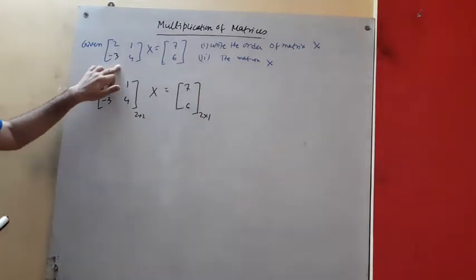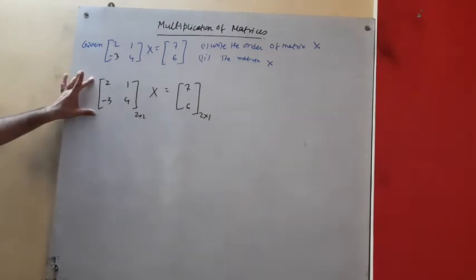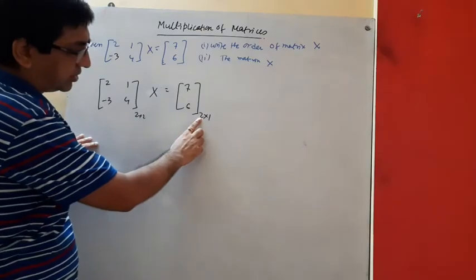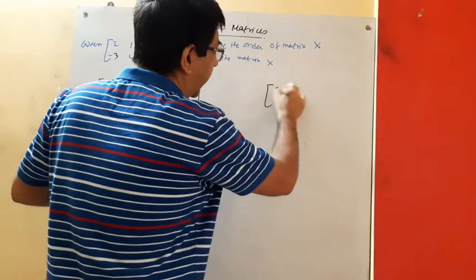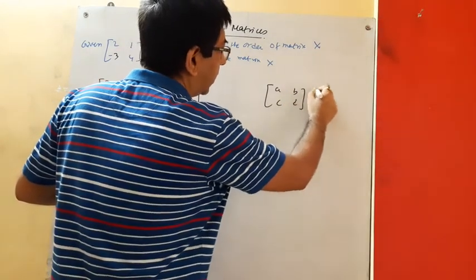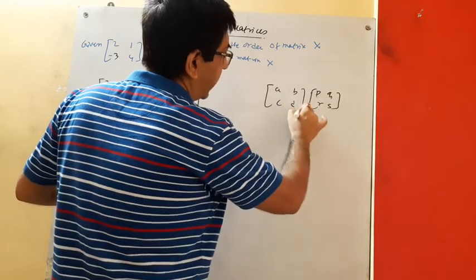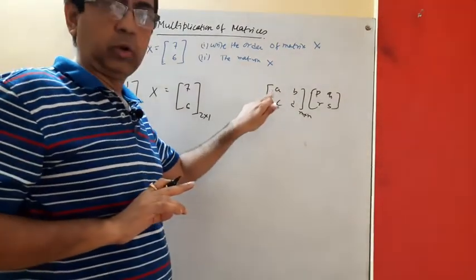Given this one into X equal to this one, write the order of the matrix X and the matrix. Same sum, same type of sum, but the matrices are different. Look, here the first matrix is 2 by 2, and the second matrix, the product, is 2 by 1. I told you this one is A, B, C, D, and this is P, Q, R, S. Suppose it is M by N. Although I can see it is 2 by 2.